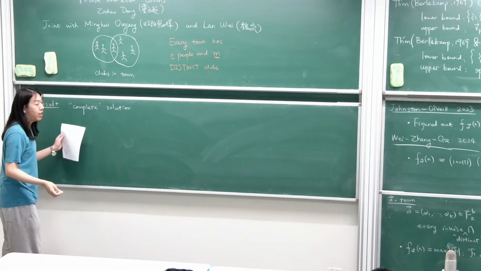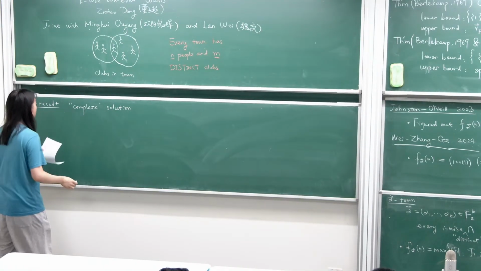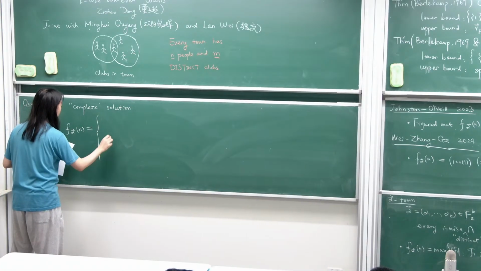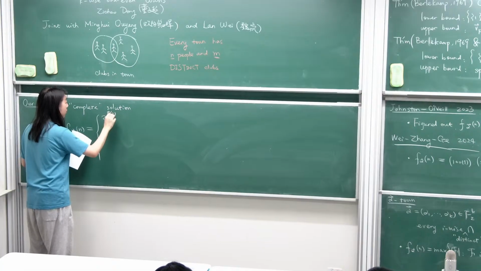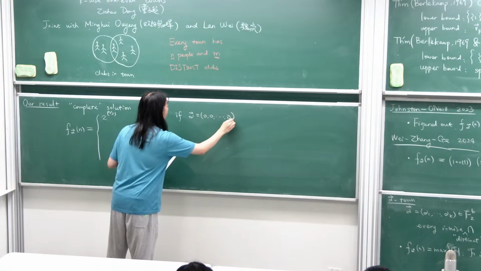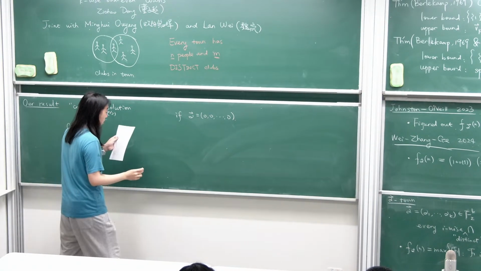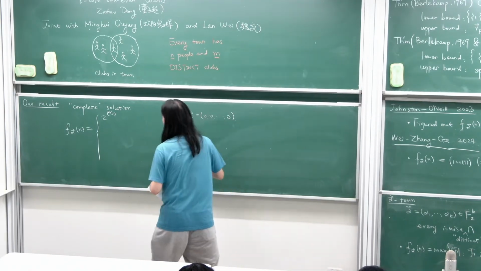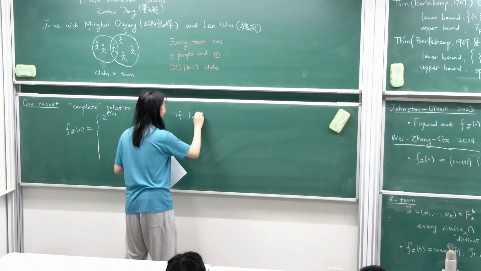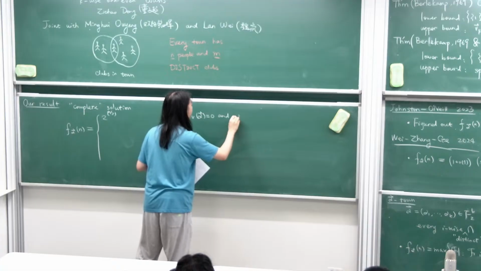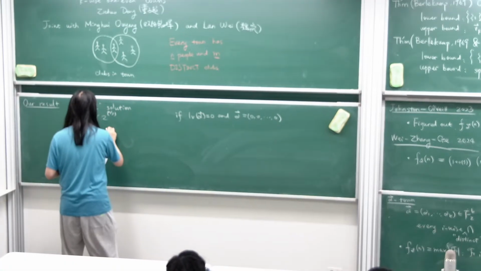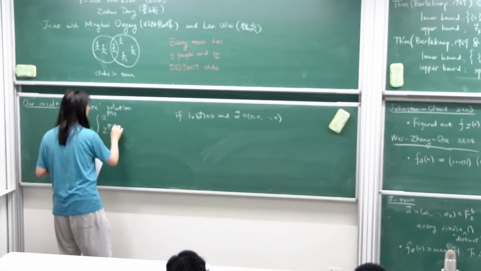Our result is, in some sense, a complete solution to these problems, where we show that this f alpha of n is 2 to the n over 2 if alpha is 0, 0, 0. And maybe let me rewrite it in a more confusing way. What's LV? Level.